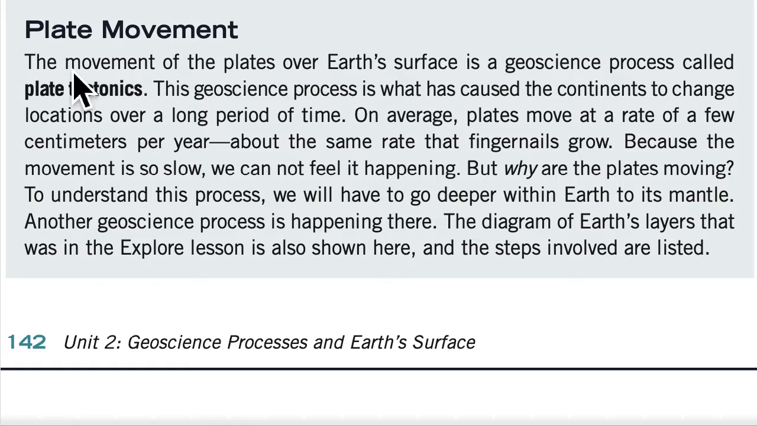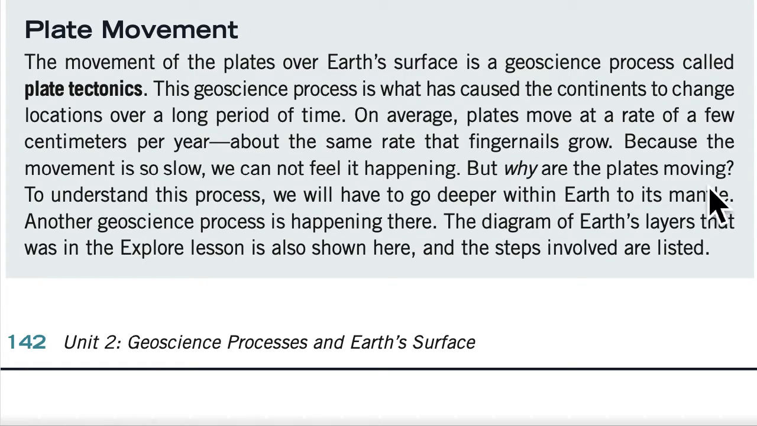Plate movement. The movement of the plates over Earth's surface is a geoscience process called plate tectonics. This geoscience process is what has caused the continents to change locations over a long period of time. On average, plates move at a rate of a few centimeters per year, about the same rate that fingernails grow. Because the movement is so slow, we cannot feel it happening.